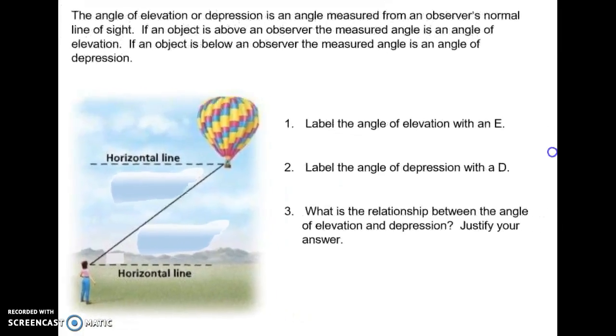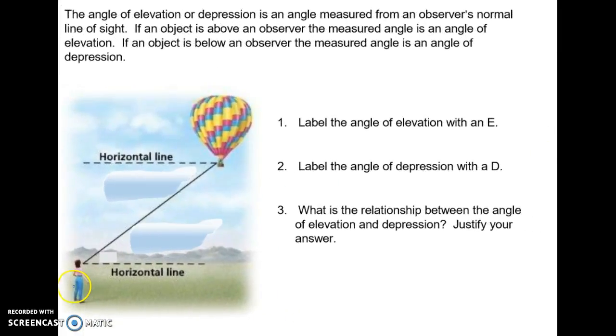Here we have a hot air balloon, and we've got a person down on the ground observing this hot air balloon. We've got a horizontal line, which is the normal line of sight, but we also have someone in the hot air balloon that's observing the observer, if you will. So they've got your normal horizontal line and then another angle that's formed here. We want to label the angle of elevation from the ground observer E, and the angle of depression from the balloon observer D. So this would be E, and this would be D.